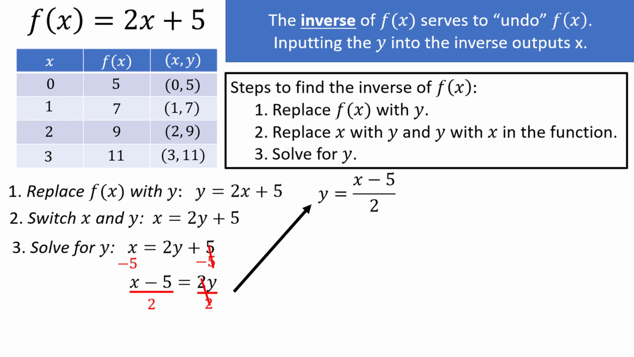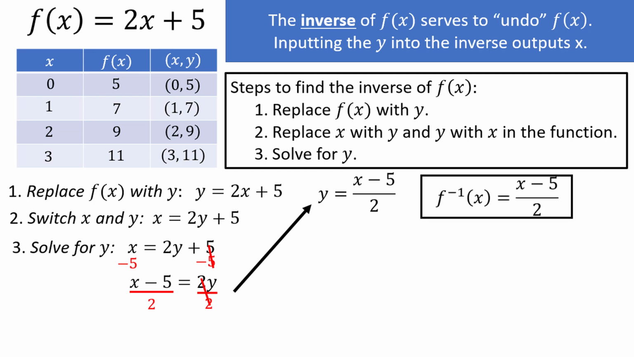Now, note that the y in this function is not literally the same y from f of x. We switched x and y around because x is traditionally thought of as the input in any function. Oftentimes, the inverse function is represented by f negative 1 of x, so we might rewrite our function as f negative 1 of x is equal to (x minus 5) divided by 2.